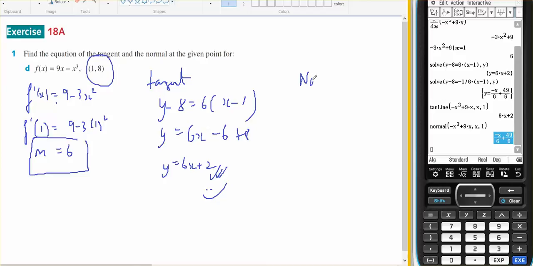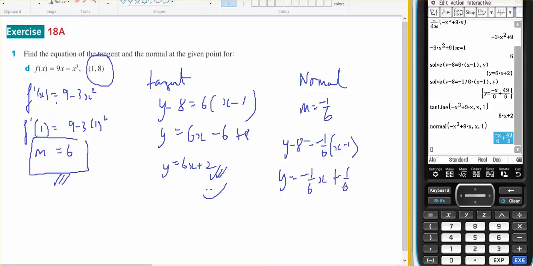And if I was looking for the normal, the gradient is going to be -1/6, since the gradient of the function is 6. Therefore, y minus 8 equals -1/6 times x minus 1, y equals negative 1/6 x plus 1/6 plus 8, and 8 happens to be 48/6, therefore negative 1/6 x plus 49/6, the same answer that I got when I was doing things using the technology.